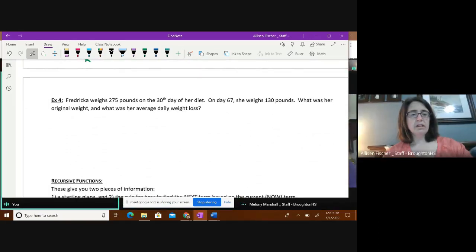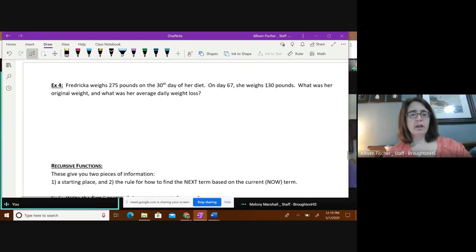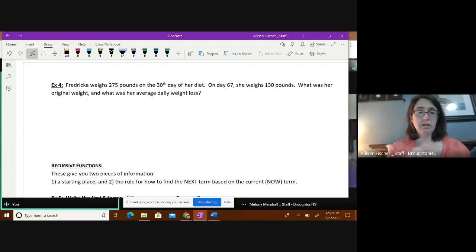All right, so example 4 says Frederica weighs 275 pounds on the 30th day of her diet. On day 67, she weighs 130 pounds. I do not recommend this. Do not try this at home. I think she lost too much weight too fast. What was her original weight and what was her average daily weight loss?